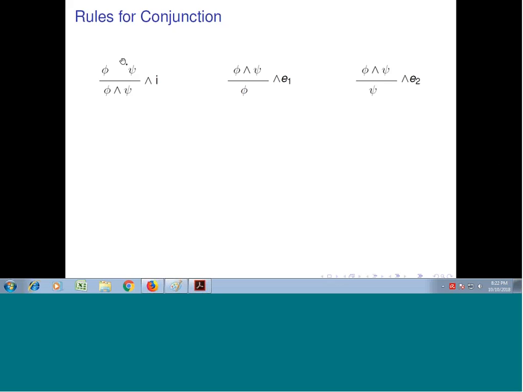Now let's understand this thing. That's very easy to understand. If you have phi and if you have psi, then you can say I have both phi and psi. Just understand this. And this is an introduction, meaning how I can introduce this. If you have two things, then you can write like this. You can eliminate it as well, because if you have phi and psi, then you can say I have phi.